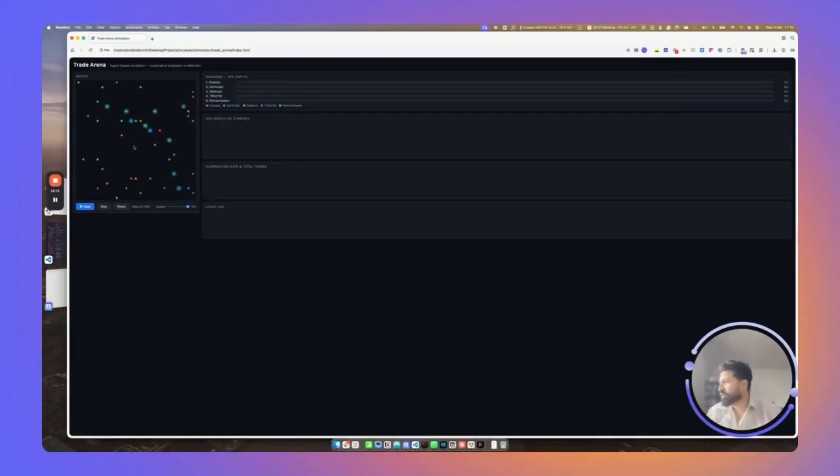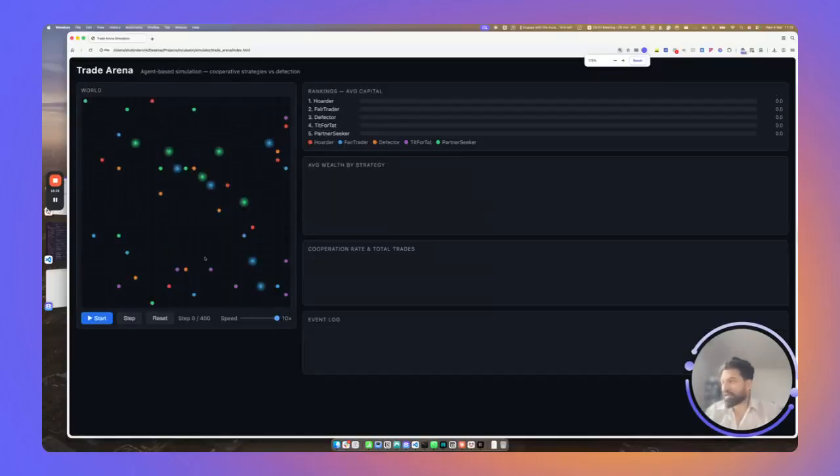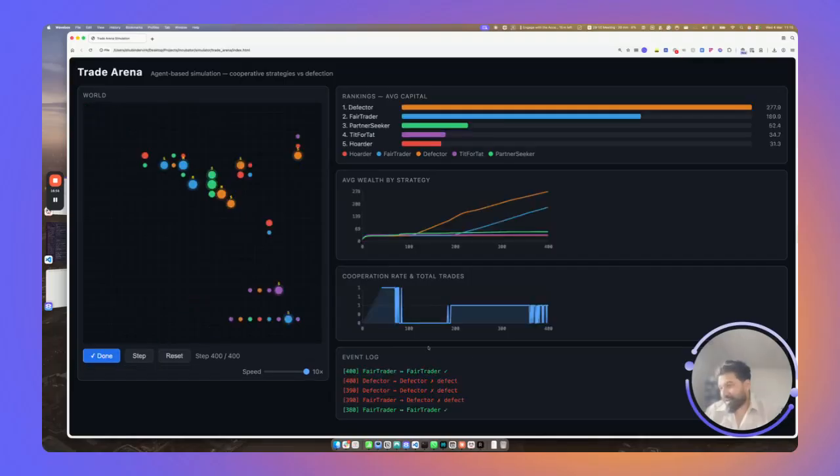So it starts from this, all over the place, actors just doing things. Let me make this a bit larger so that it can be viewed, but you can see all the different actors. This is crazy that you can do this with Claude Code now. I've just created a web version and it runs. So start. Okay, it has an event log. So it's Fair Trader, Defector, Defected. It's given these event logs.